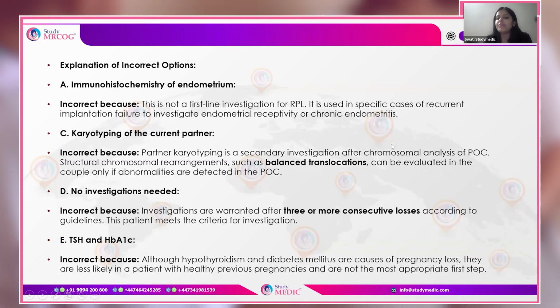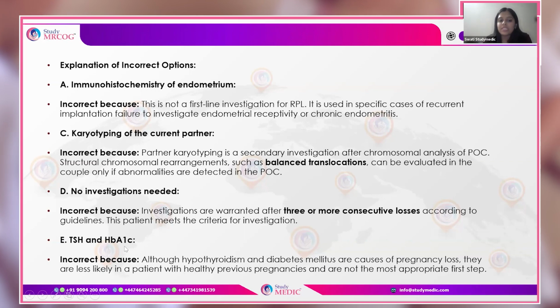If anything will be found in POC analysis, then we would go for karyotyping, especially of the new partner. So structural chromosomal arrangements like balanced translocations can be evaluated in the couple only if abnormalities are detected in the product of conception. No investigations needed, obviously. After 3 or more consecutive losses, we would need investigations.